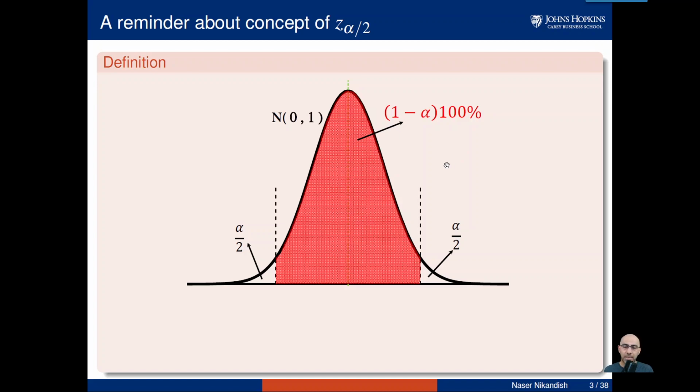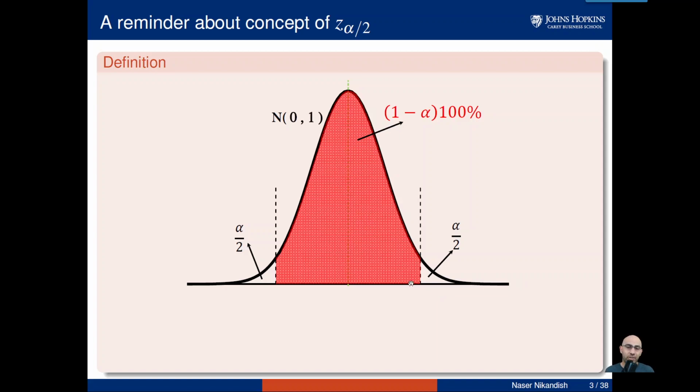So one concept that I want to reiterate is z of alpha over 2. This is a point on the x-axis such that the area after that point is alpha over 2. This is the area under the curve of the z distribution, or standard normal distribution. For example, if this is the curve of the standard normal, z of alpha over 2 is the point on the x-axis where the area under the curve after that point is alpha over 2.